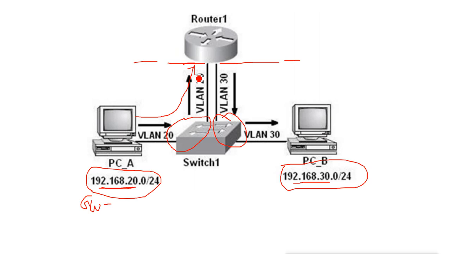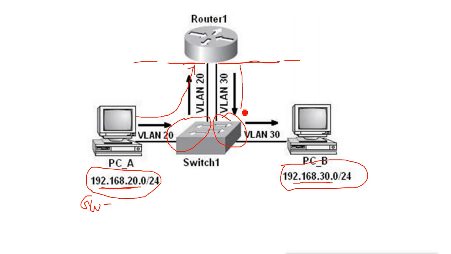Now here, what will the router do? The router will check the packet, check the source IP, check the destination IP. The source IP is in network 20, the destination IP is in network 30. Now the router checks its routing table to see where this network is. In the routing table, it will find that the network is on this port, this interface. So it will send the data on this interface.